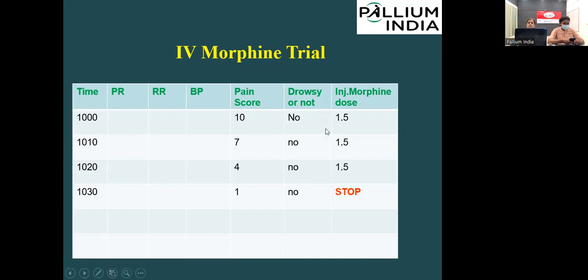So how much morphine has gone into him now? Can someone tell in the chat? Total dose of morphine which was required for Mr. X for his good pain relief. So total of 4.5 milligram. Thank you, Aditi, Vinita, and Liana.